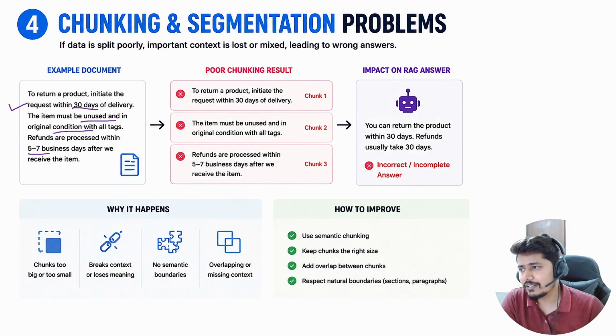In the poor chunking result, your chunk 1, chunk 2 and chunk 3 are not related to each other. These are individual chunks. So between chunk 1 and chunk 2, there is no relation. If your chunking is like this, obviously your LLM will start hallucinating.